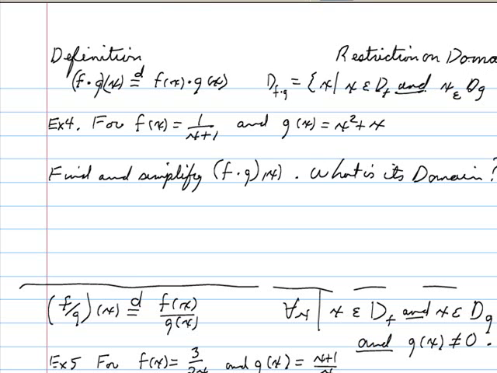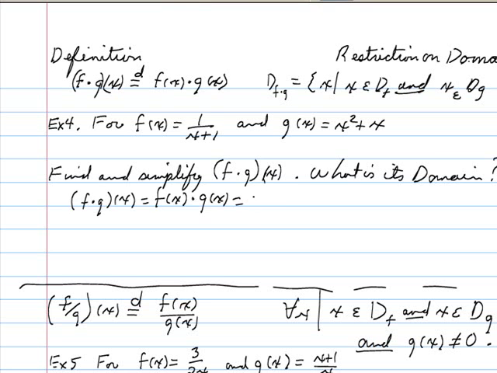Okay, let's take a look at an example of the product function. It says for f of x is 1 over x plus 1 and g of x is x squared plus x. Find and simplify f times g of x. And then it says, what is its domain? Okay, well, let's find it. By definition, f times g of x is equal to f of x times g of x.